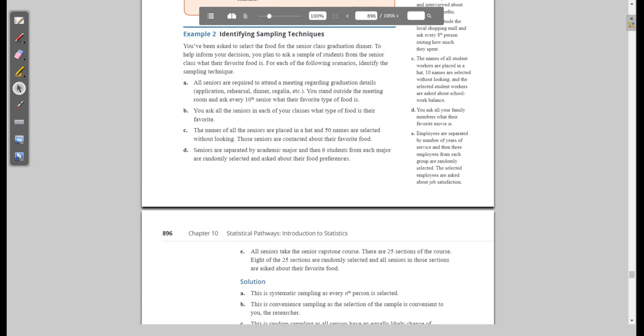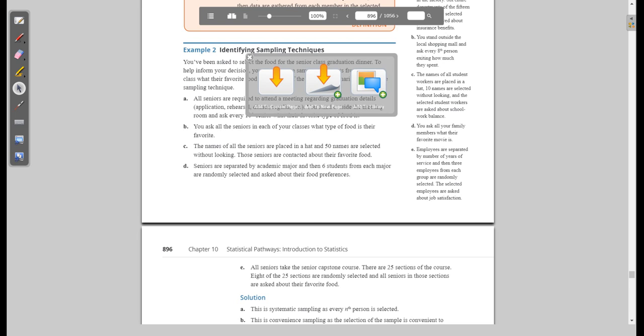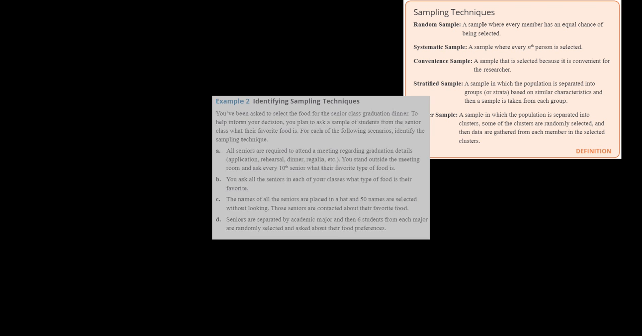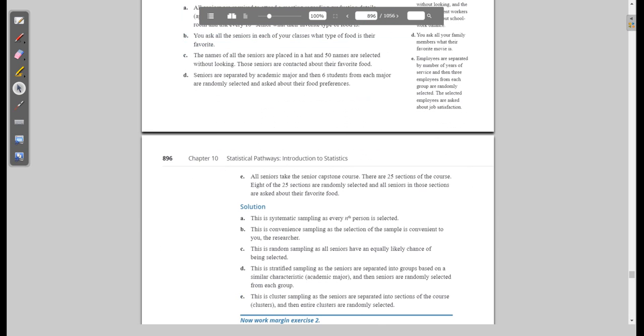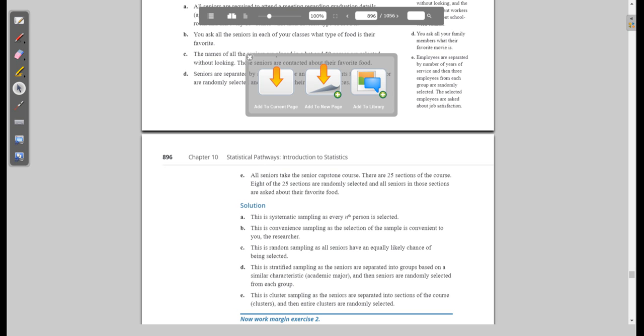So A, B, C, D. Ooh, there's E of them. Okay. By E of them, I mean 5. All right, so we're going to be cutting this a little close, but that's okay. Ooh, that is close.